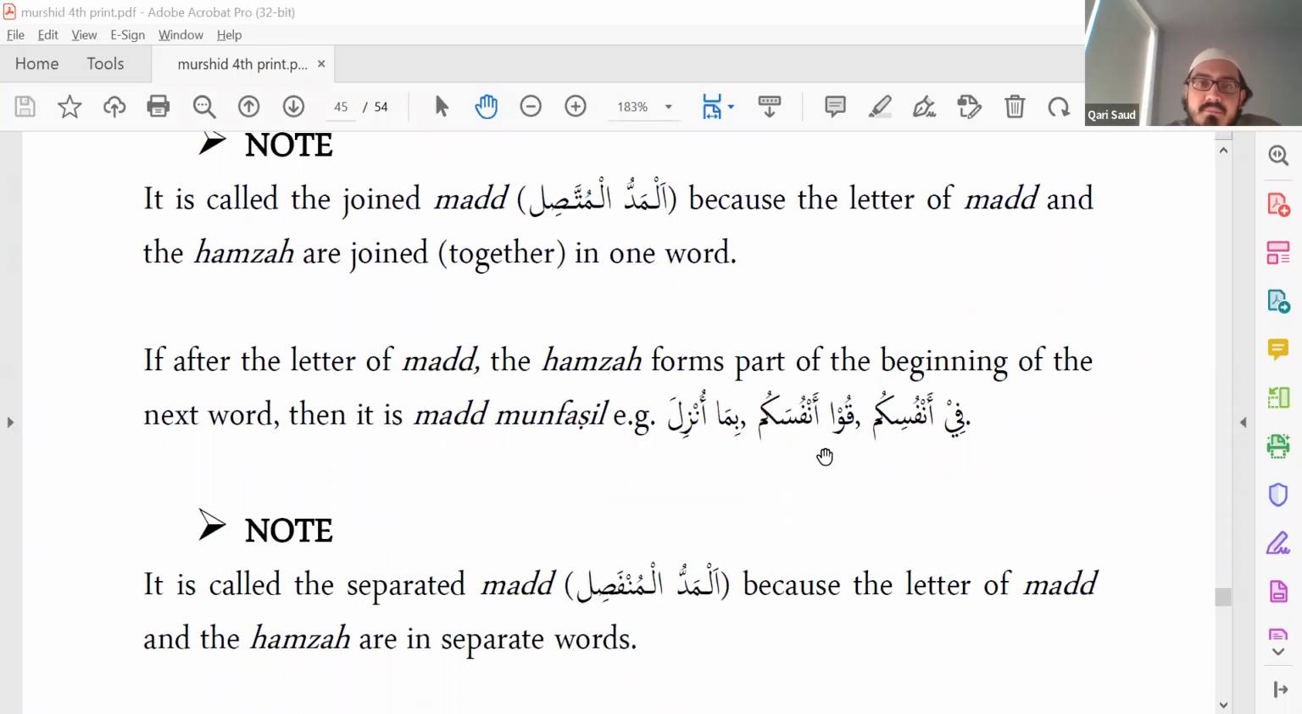Qu anfusakum. In ku, the waw. Yes, the waw, right? Don't get confused by this alif. This is there for spelling. So there's a waw followed by what? A hamza. So mad munfasil. Okay. Fi anfusikum. Where's the mad letter? The kasra, followed by a hamza, and it's in two words, so it's mad munfasil, not muttasil.